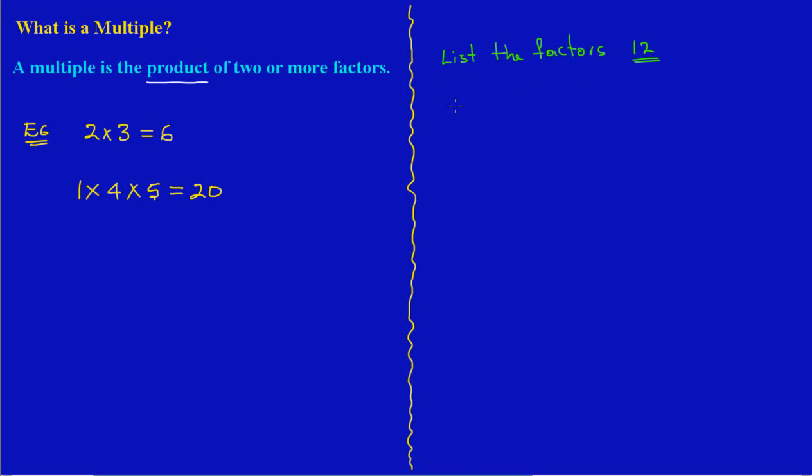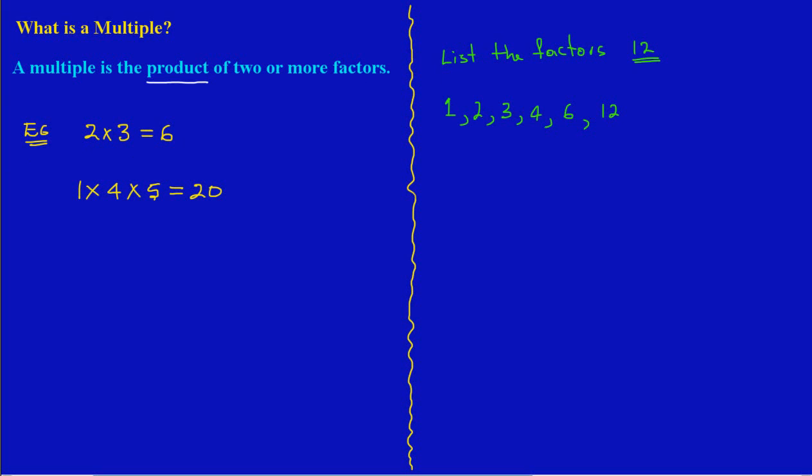Now, the factors of 12: when listing factors, you would start with the number 1. Any time listing factors, we're starting with the number 1. So I'm saying 1, and then I'm checking the next number. The next number would be 2, because 2 goes into 12 6 times. Then I know that 3 can go into 12 4 times. 4 can go into 12 3 times. And I know also that 6 can go into 12. Okay, but also 12 can go into itself one time. So the factors of 12 are 1, 2, 3, 4, 6, and 12.